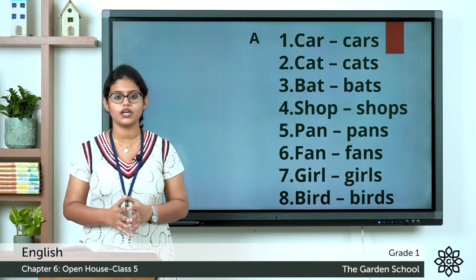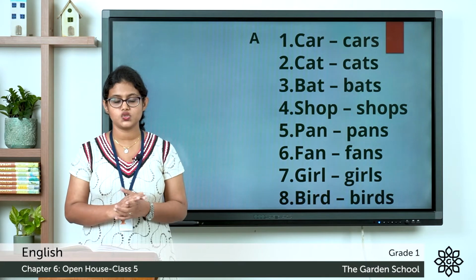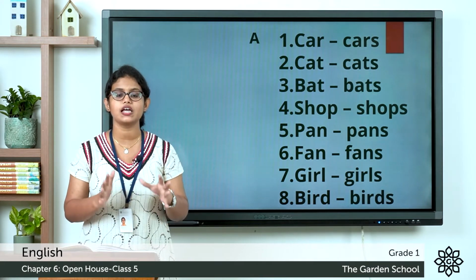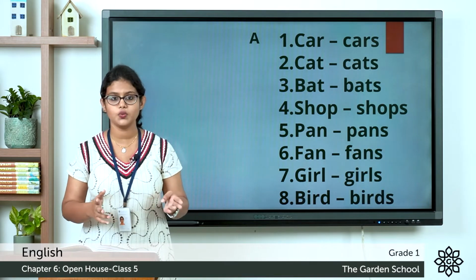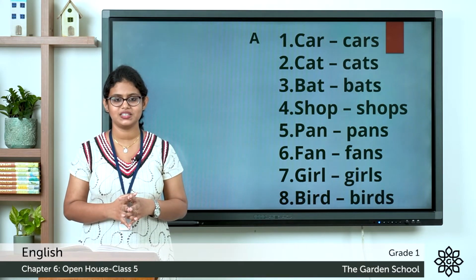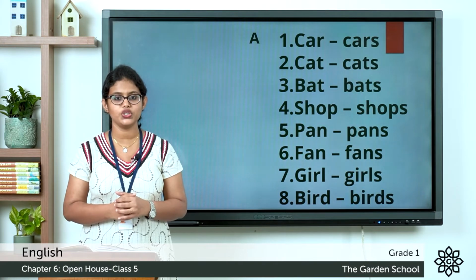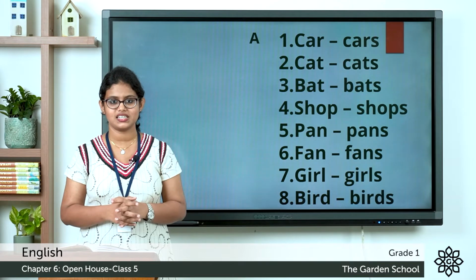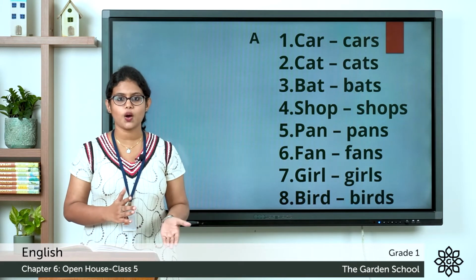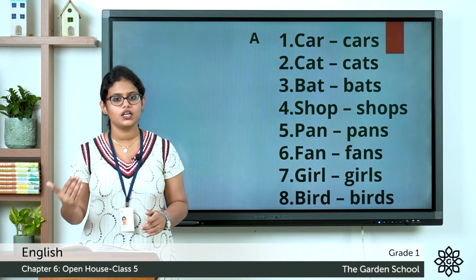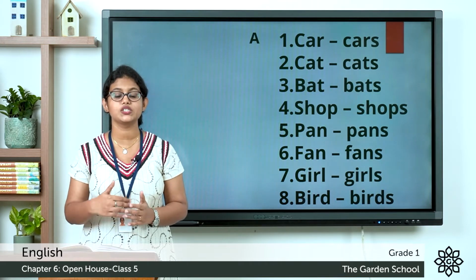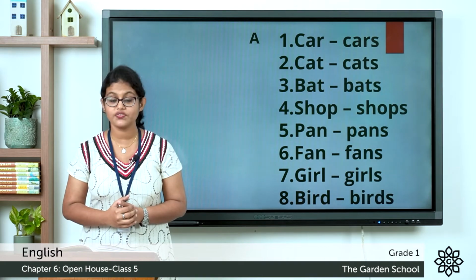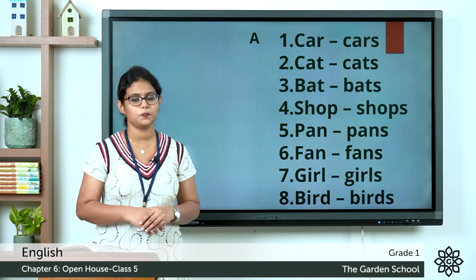What about the second one? Cat. To make it many, what do you need to do? You need to add S. So, it becomes cats. Third one, bat. To make it many, what do you need to do? You need to add S. So, it becomes bats. Fourth one, shop. Just 1. To make it many, you need to add S. So, it becomes shops.